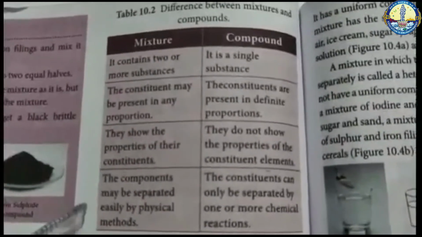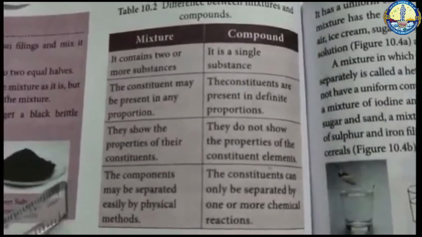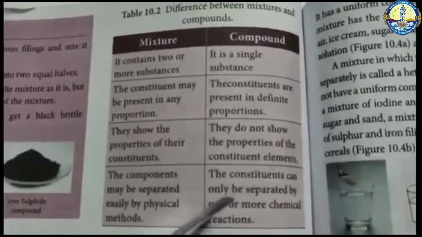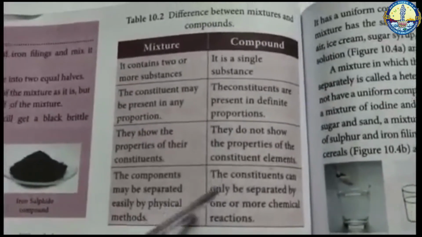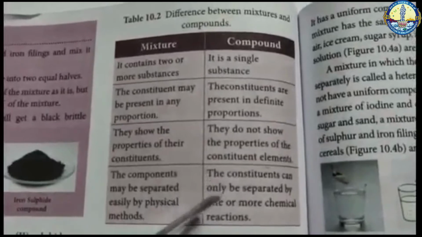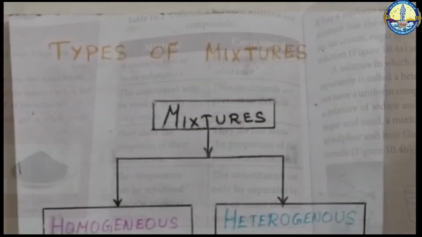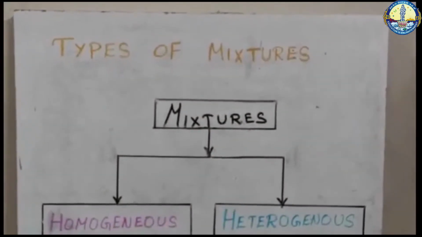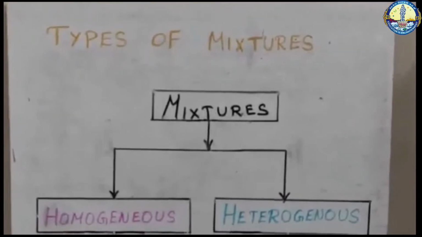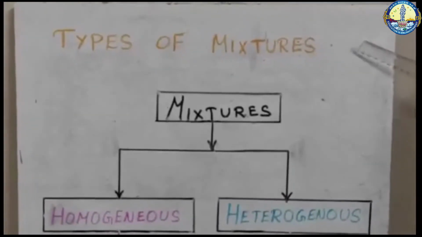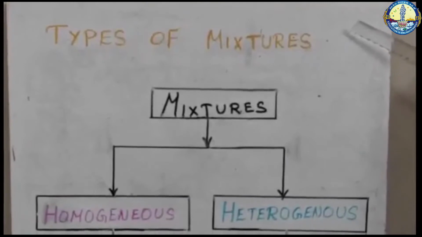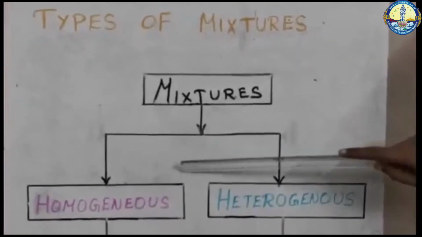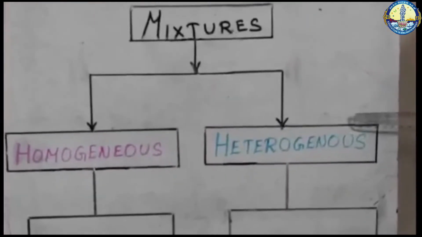The components of a mixture may be separated easily by physical methods. The constituents of a compound can only be separated by one or more chemical reactions. Most of the substances that we use in our daily life are mixtures. Now we can see the types of mixtures. Mixtures are classified into homogeneous mixtures and heterogeneous mixtures.